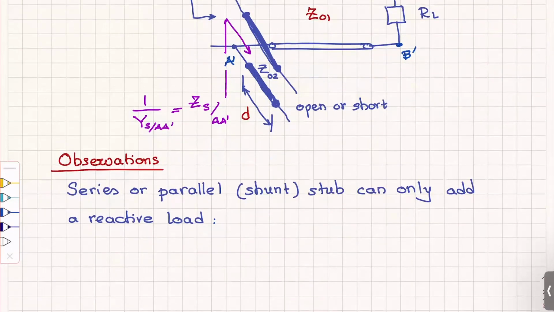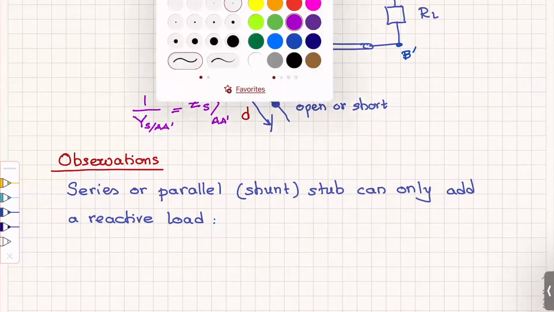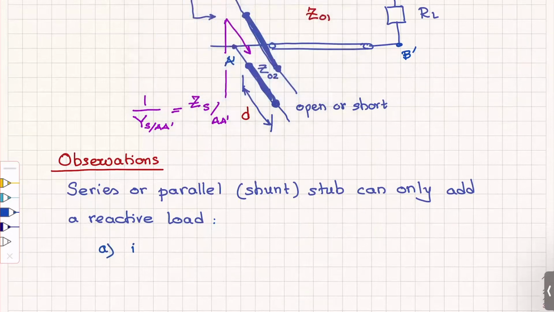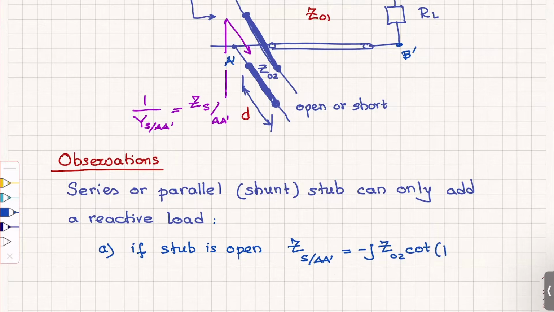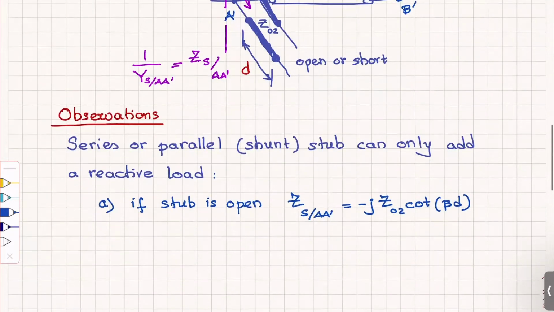Why? Because if the stub, so let me write here. There are two cases. A, if the stub is open, then Z sub S at A prime is equal to minus j Z02 cotangent of beta D, or YS at A prime is 1 over Z02 j tangent beta D.